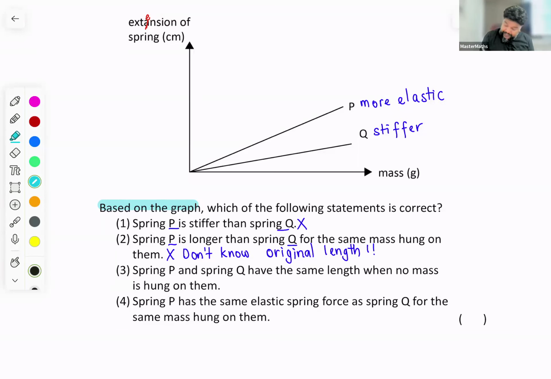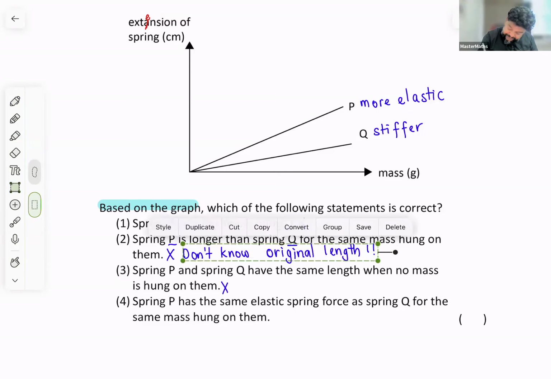Okay? Spring P and Q have the same length. Is that true? Because why? I don't know the original length. Exactly. P can be a 1000 cm long spring. Q can be a 5 cm long. I really don't know the original length. Based on the graph, it doesn't tell me. The graph only tells me the extension.